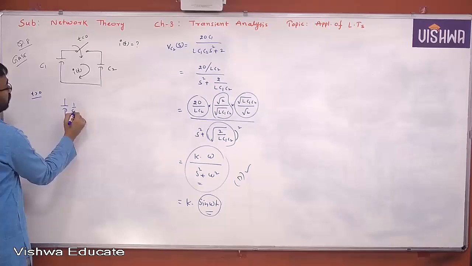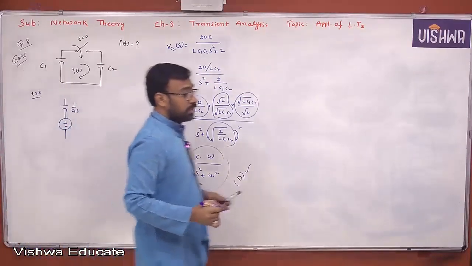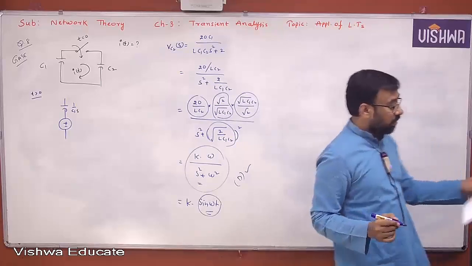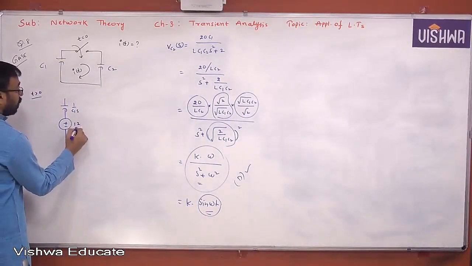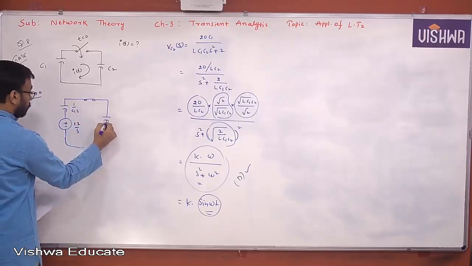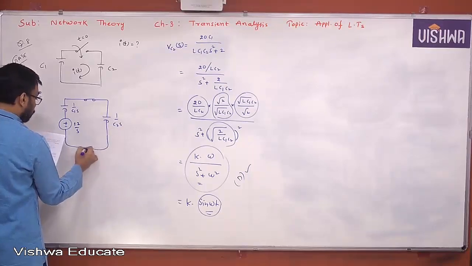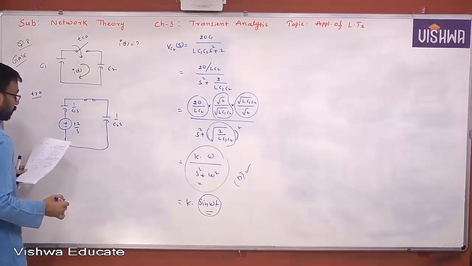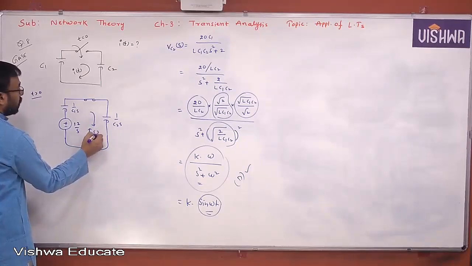1 by C1 S, and what was the voltage given? Actually 12 volts, right? The voltage across the capacitor was given as 12 volts, so this is 12 by S. The switch was closed, right? For t greater than 0, 1 by C2 S. Now what is expected here? To find I of s. So what is I of s?